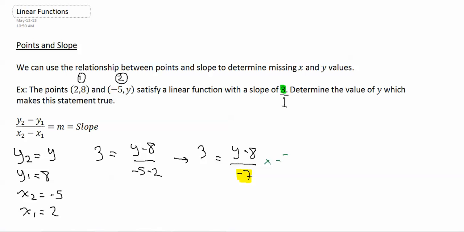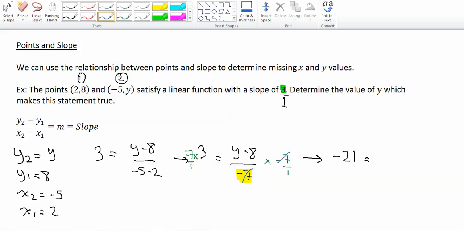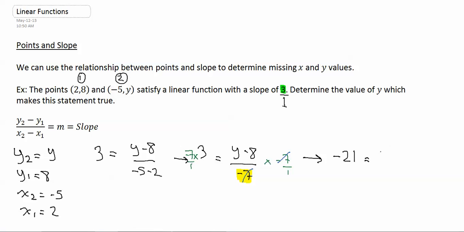So I'm going to multiply both sides by negative 7. You can think of it as negative 7 over 1 if that helps with the fractions. So what am I going to get? Negative 7 times 3, this is negative 21. And now we're going to use a little bit of cancellation here. This negative 7 reduces out with this negative 7 to just give us 1 over 1. So all that we're left with here is y subtract 8.